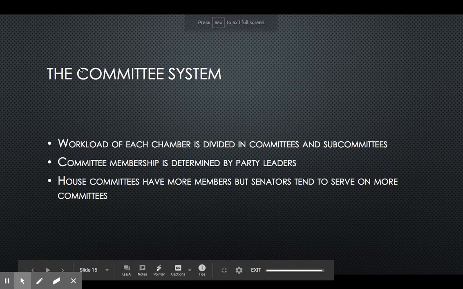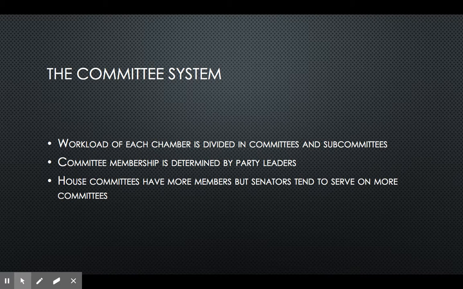So in our last lesson, we looked at leadership in both the House and the Senate, and now we're going to talk about the committee system. Most of the work in terms of the development of legislation is going to happen in these committees. The workload of each chamber is divided into committees and subcommittees, and we're going to talk about the 4 different types of committees here in just a minute.